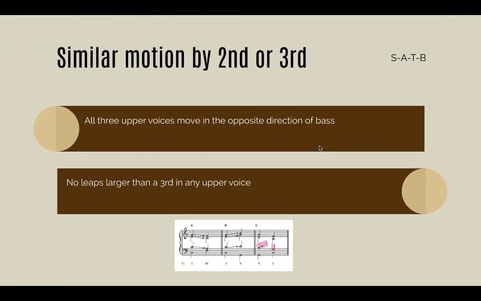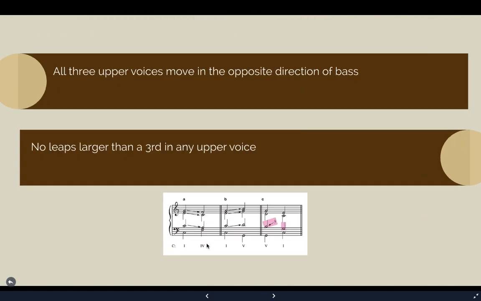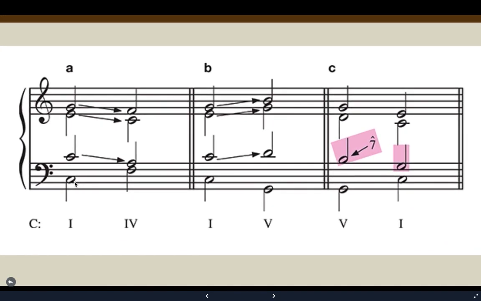Our other way is that we can move in similar motion by second or third. So here we're not going to retain any common tones. We're just going to move all three of the upper voices in the opposite direction of the bass, and we're going to avoid any leaps larger than a third in any of those upper voices. So here our bass is moving up by a fourth, so we're going to move all of these voices in the same direction. They're all going to go in the opposite direction of the bass, so they're all going to go down to the closest available tone of the 4 chord.